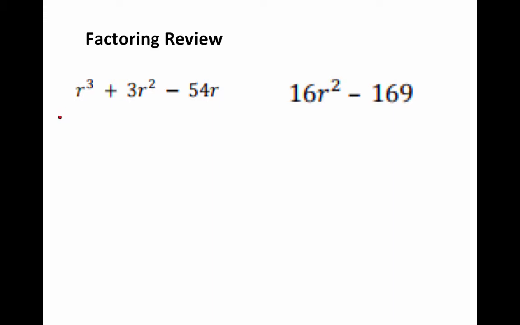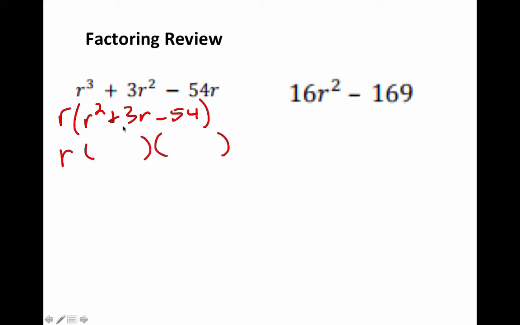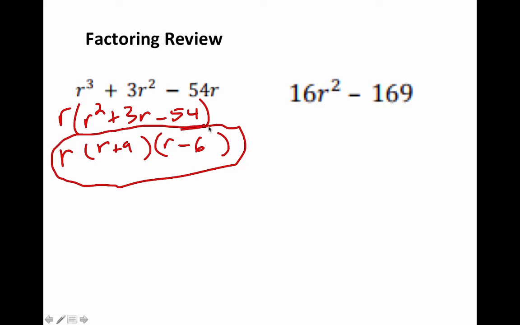First one, we can pull an R out of everything. Now we can factor this into two binomials. What do you multiply together to get negative 54? So we're looking for factors of negative 54 that add for positive 3. I believe it's plus 9 and minus 6. There you go. It's factored completely. That's what we're looking for.